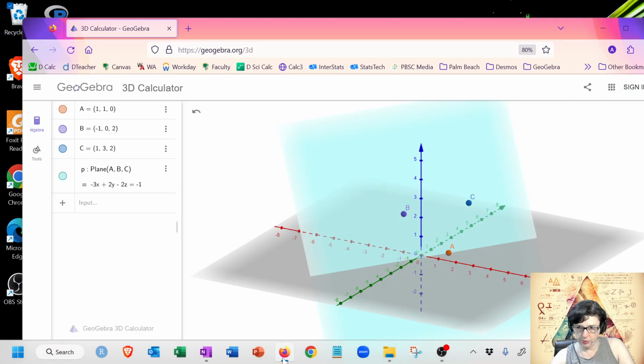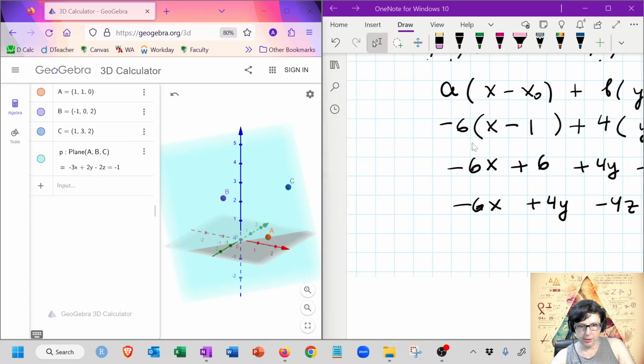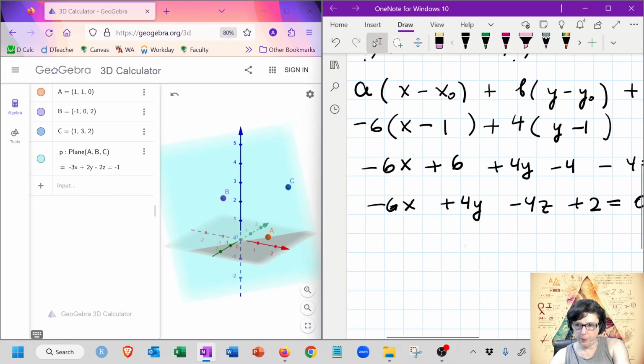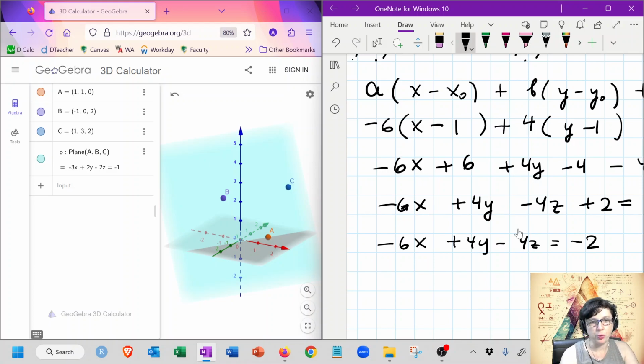Wouldn't that be nice to know if I got this correct? Okay, so there's some difference between what I came up with and what they came up with. My answer, if I convert it to the format that they have there, they just move that plus 2 to the other side, and it becomes minus 2. And so it actually is exactly the same except for a constant multiple. If I were to divide every single thing by 2, I would get negative 3x plus 2y minus 2z equals negative 1. And so that is exactly the same plane, and I am done.